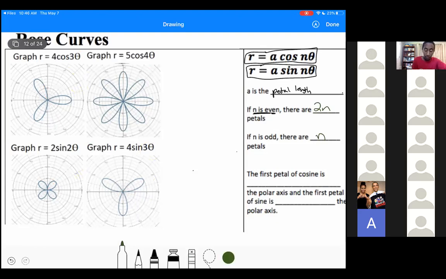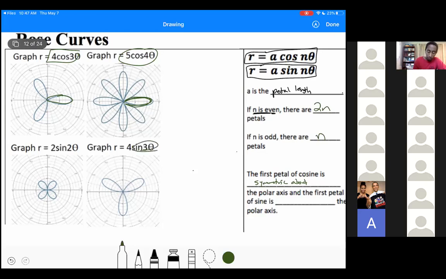So I see these when it's cosine x, so I'm thinking this petal is going to be symmetric to the x-axis. Okay, both of these when it's cosine. So the first petal of cosine is symmetric about the polar axis. All right, I said x-axis, sorry, polar axis, because it's not rectangular, it's polar. So the first petal of cosine is always symmetric about the polar axis.